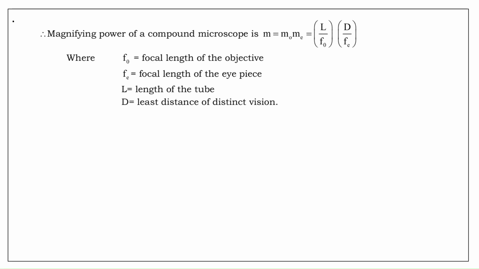Therefore, the magnifying power of a compound microscope is M = M0 × ME, that is equal to (L/F0)(D/FE), where F0 is the focal length of the objective, FE is the focal length of the eyepiece, L is the length of the tube, and D is the least distance of distinct vision.